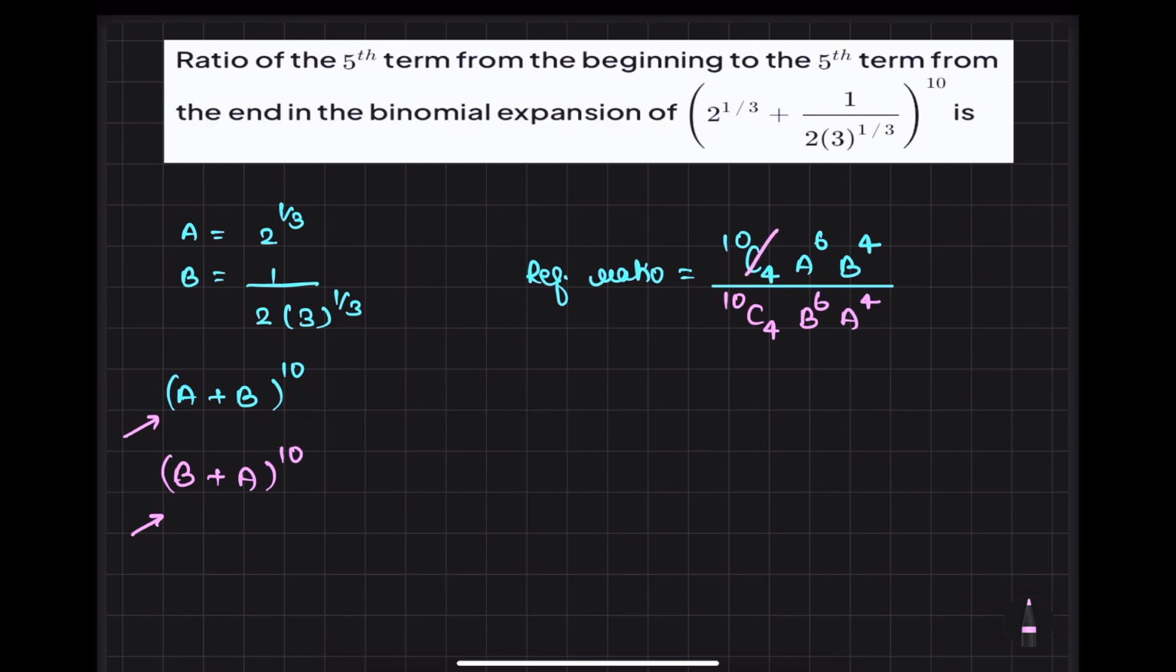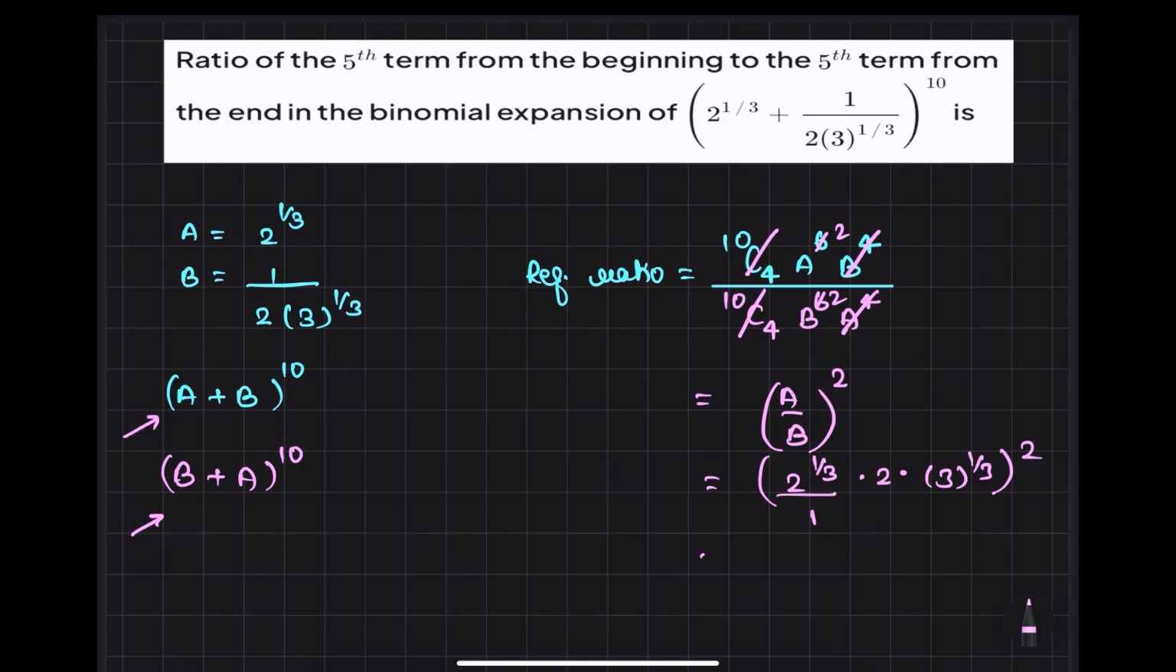We can go through the simplification part. This and this gone, this and this gone. So we are left with (a by b) power 2. Okay. Now let's do the simplification a little bit more. Who is a? a is 2 power 1 by 3. Who is b? It was 1 by 2 times 3 power 1 by 3. So the things will go to the numerator part, into 2 times 3 power 1 by 3 and the whole power is 2.